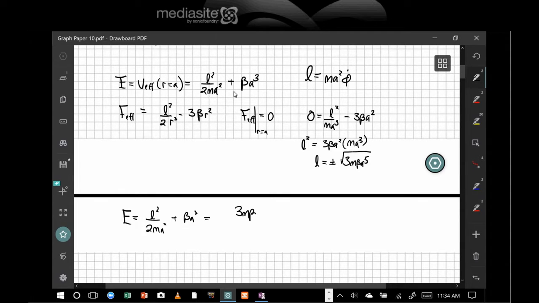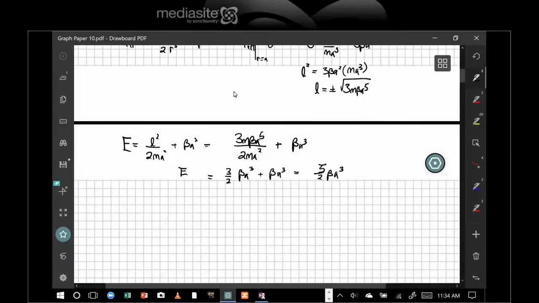That's going to give me 3m beta A to the 5th divided by 2mA squared plus beta A cubed. That's going to give me 3 over 2 beta A to the 3rd plus beta A to the 3rd. And that's just going to equal 5 halves beta A cubed. So that's the energy for a circular orbit.